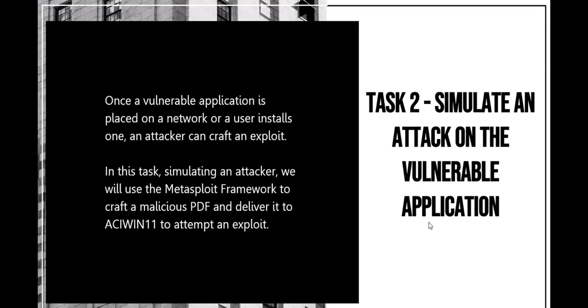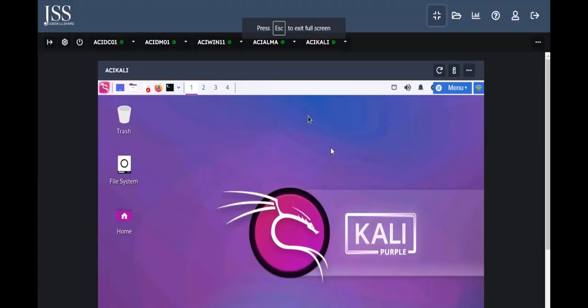Task 2: simulate an attack on the vulnerable application. Once a vulnerable application is placed on a network or a user installs one, an attacker can craft an exploit. In this task, simulating an attacker, we will use the Metasploit framework to craft a malicious PDF and deliver it to the ACI Windows 11 virtual machine to attempt an exploit. Let's start the lab. So now for the second task, make sure you are connected with the ACI Kali machine.